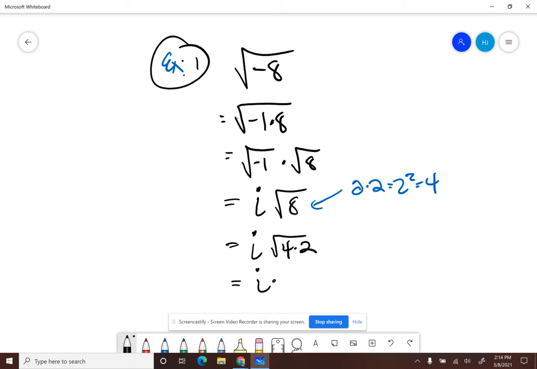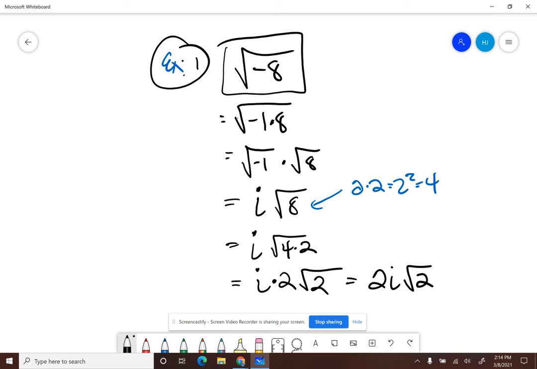Remember, everything in here is being multiplied. So the 2 comes to the outside, and the other 2 has to stay in. And so the last thing we can do here, just to clean this up, is my answer would actually be 2i radical 2. So you can see how I can take something like this that we have previously said is impossible, there's nothing we can do with that, and now we've made it into a simpler form as a complex number.